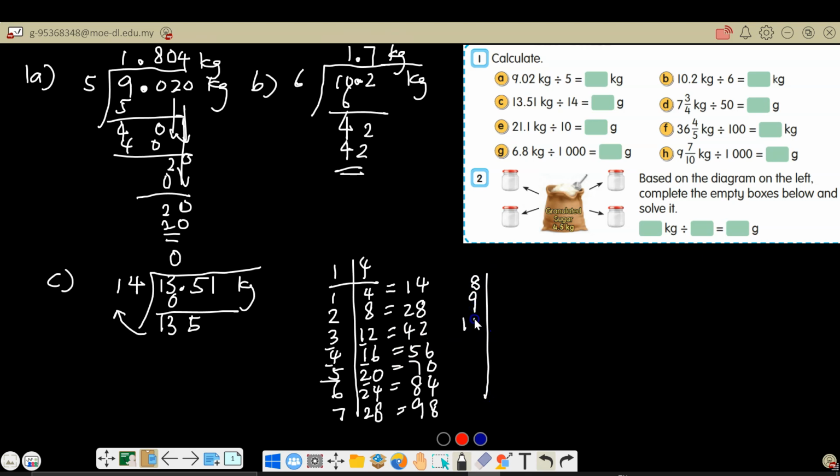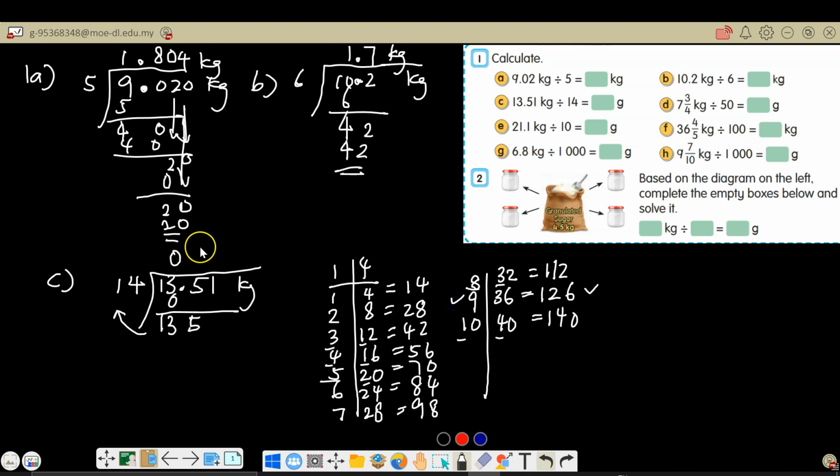8, 9 and 10. 8, 4 is 32. 9, 4, 36. 10, 4, 40. 8 plus 3 is 11. Copy 2. 9 plus 3 is 12. Copy 6. 10 plus 4 is 14. Copy 0. So we can take 126 because it has to be smaller.